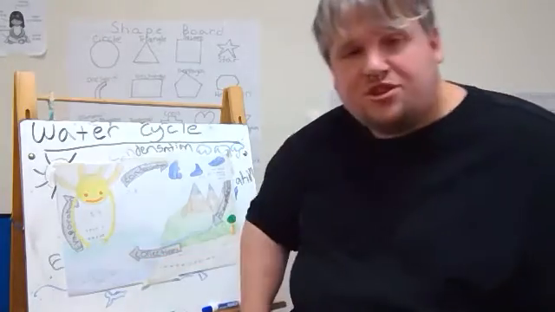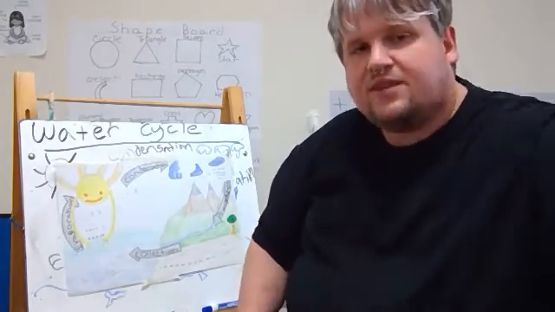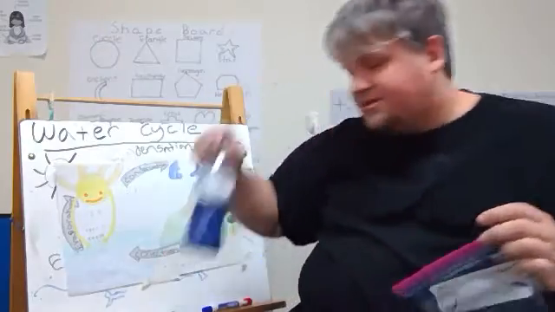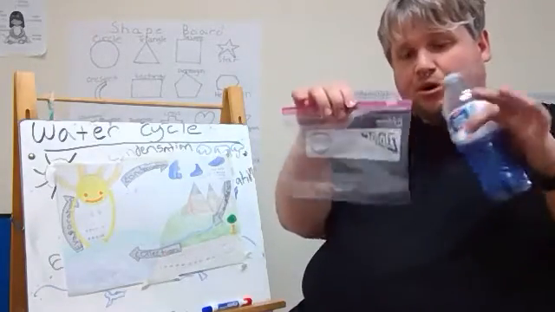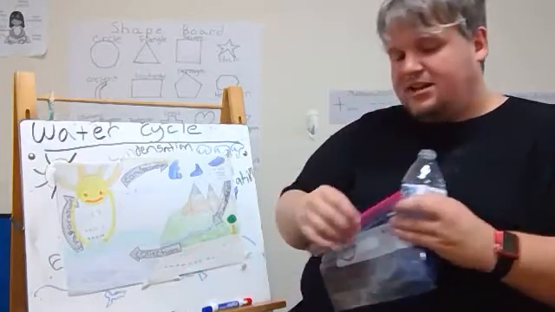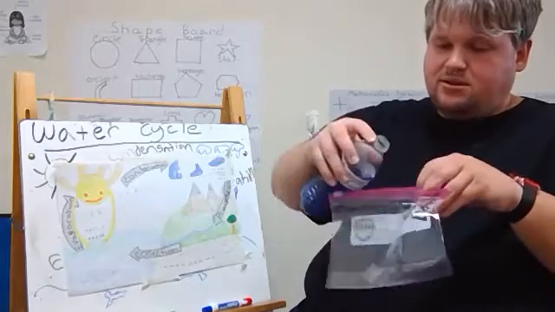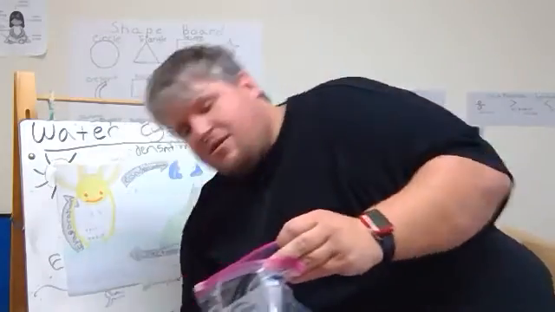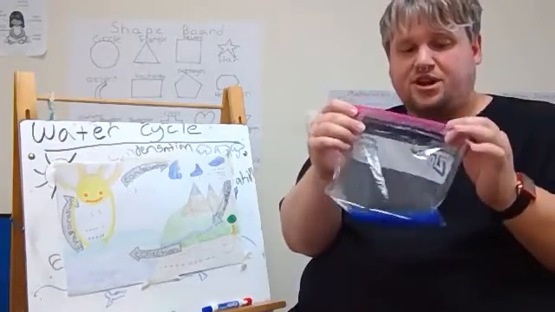Now, a little project you can do at home to demonstrate the water cycle is you take a Ziploc bag, some water, I added blue dye, and you pour it into the Ziploc bag, as so. You don't need too much. Then you want to seal it up tight, and then you can hang it in the window.